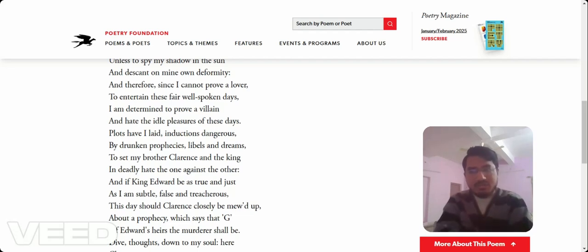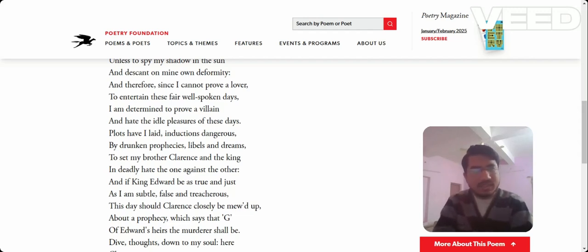Obviously, Richard would have been behind this prophecy that says that Clarence would be responsible for the death of Edward's heirs, that is, Edward's children. And obviously, the king, fearing that his own brother is conspiring to kill his children, would surely put his brother behind bars. So, Richard is making sure that his two elder brothers turn sworn enemies of each other.